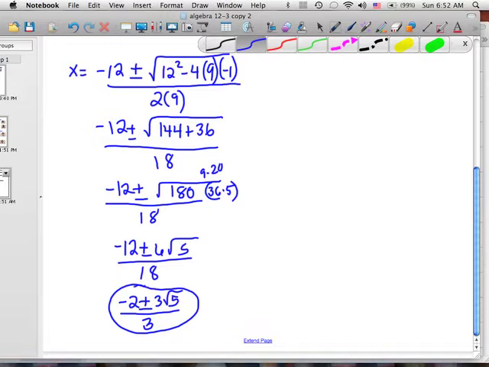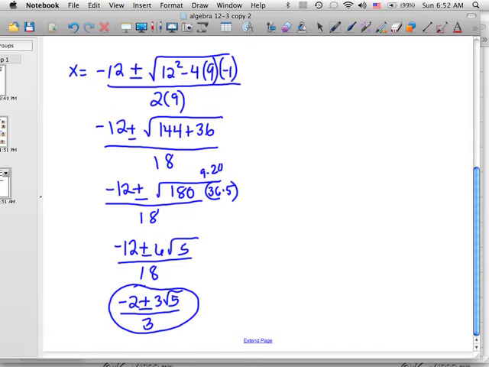And if they ask us to round to the nearest tenth, then we work out the two values. And that's why we have plus or minus, because there's going to be two values since it's to the second power.